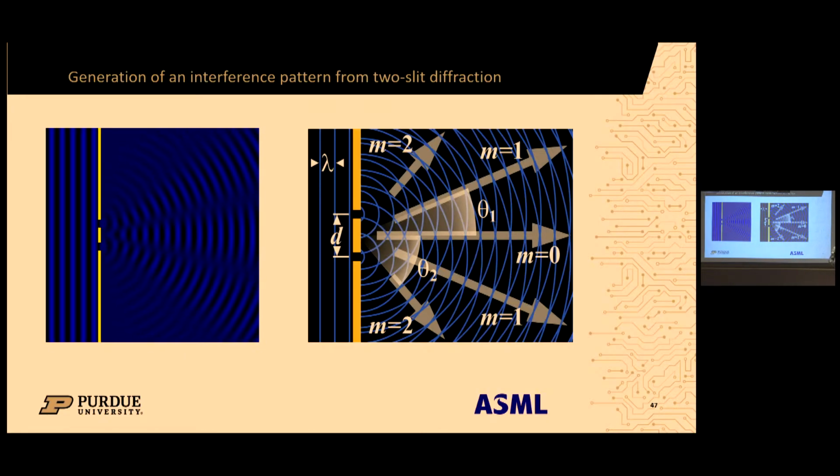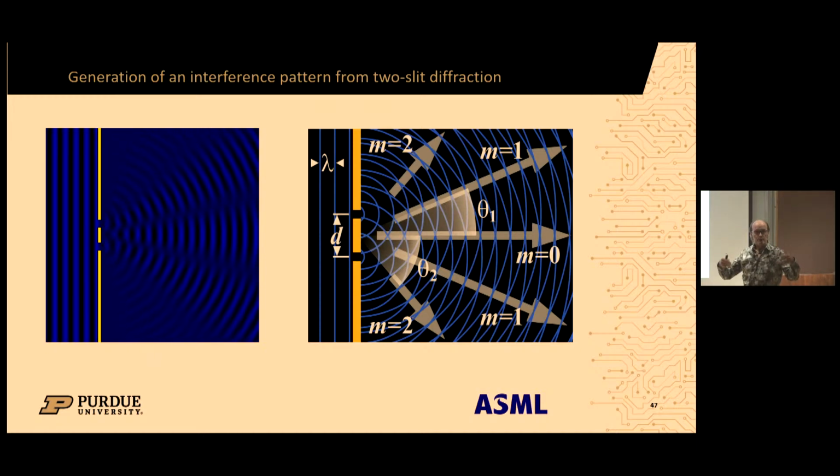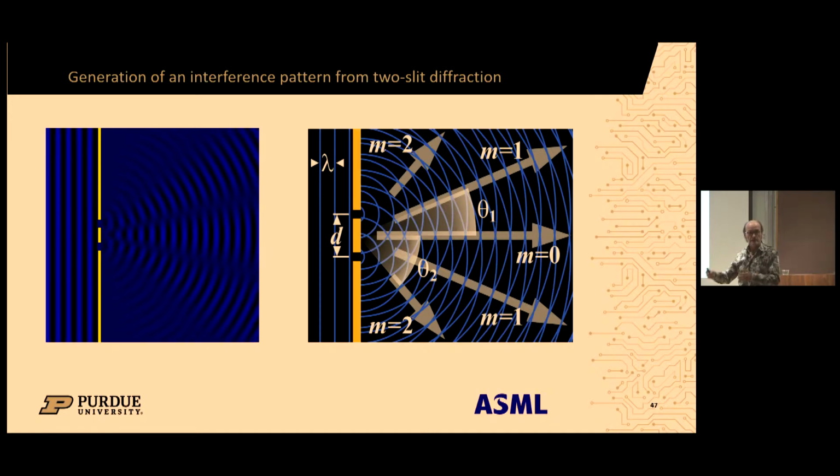In essence, if I look at my aperture, the mask, and I think of that as a repeating pattern, I can take the Fourier transform of that pattern, and every diffraction order encodes one of the Fourier components. And you can think of the lens as a filter. How many of the Fourier components can I capture that help me reconstruct the pattern of the mask now on the wafer?